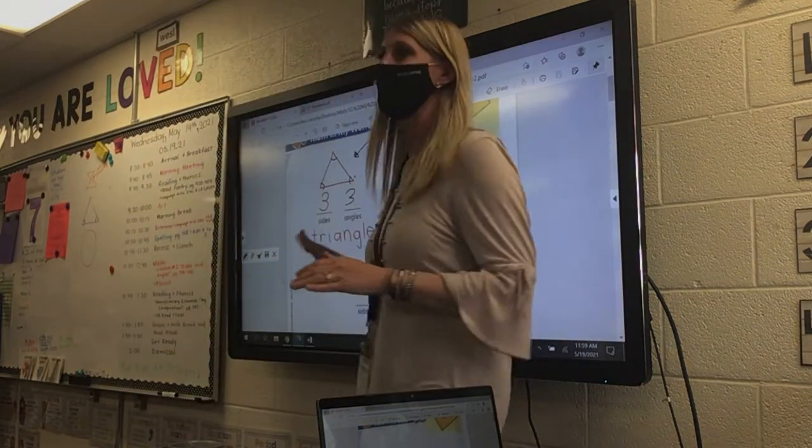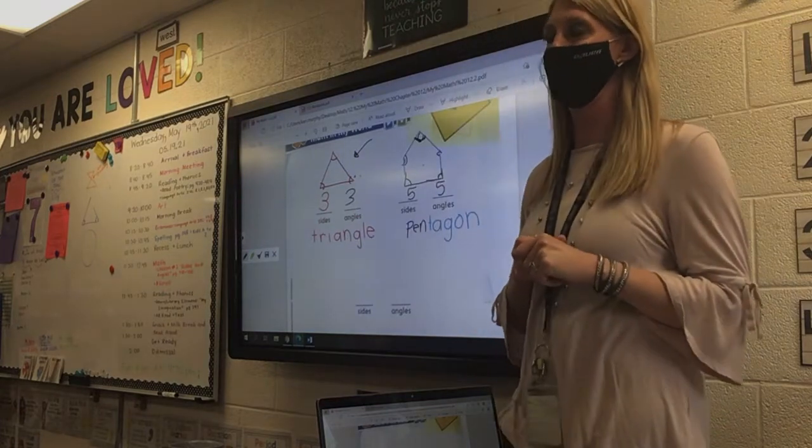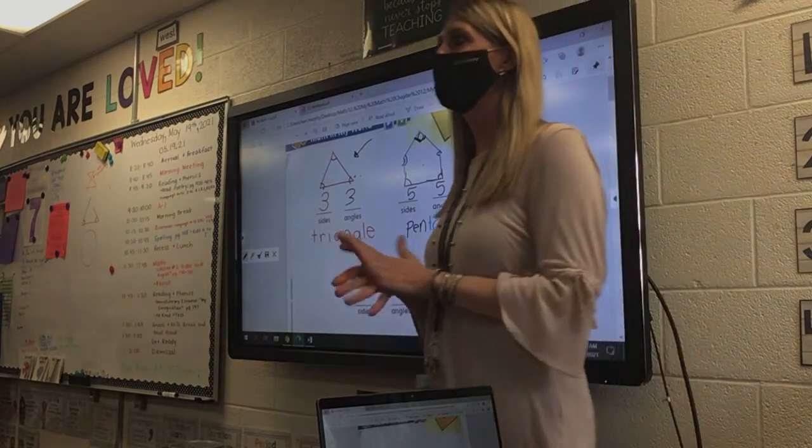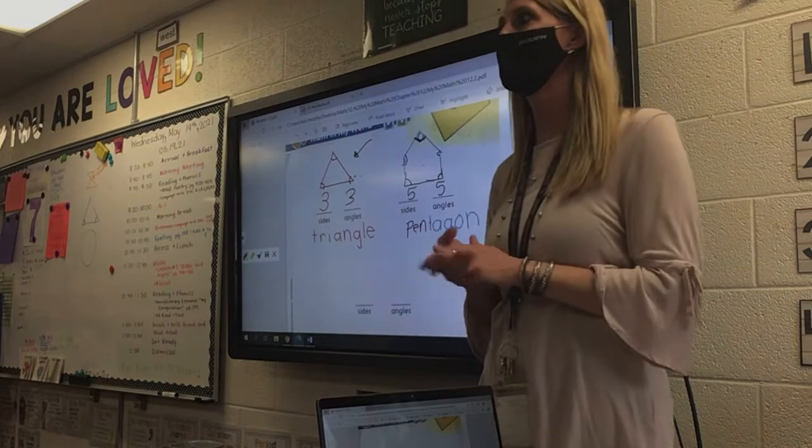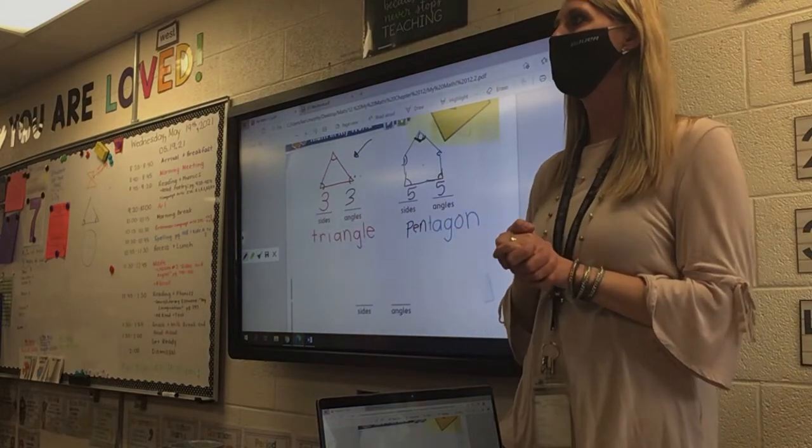So we got our triangle and pentagon. Let's try to draw now a hexagon. So who remembers from yesterday and from our lesson today, what is a hexagon? How many sides and angles? Wyatt?